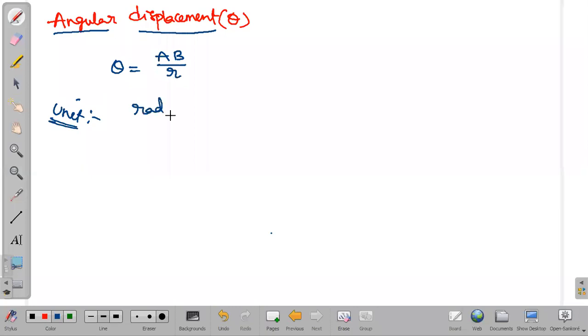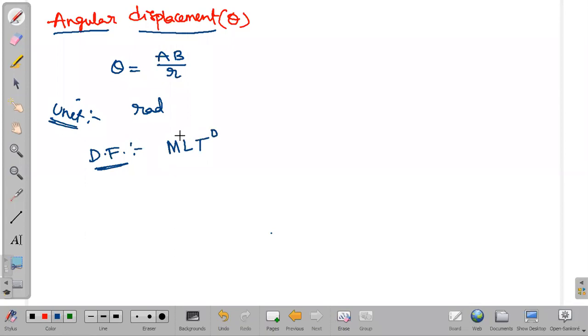Radians we will mention. Radian is the unit of angular displacement, but when we go with the dimensional formula, it will not have any dimensional formula. Why? Because AB is also measured in meters, and this is also measured in meters. That's the reason. So when we take the dimensional formula, it will be cancelled out. So what we get is M⁰L⁰T⁰. This is what we will write as the dimensional formula.